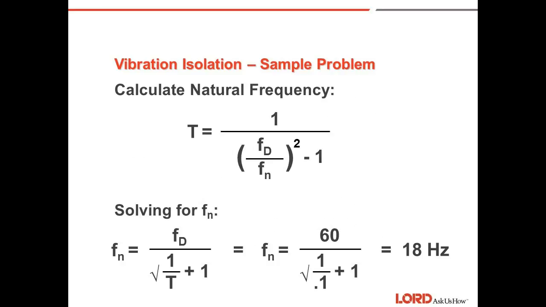Now we can calculate the natural frequency from the formula T is equal to 1 divided by the frequency ratio squared minus 1. We want to solve for Fn. We know Fd, which is 60 Hertz. We know transmissibility of 0.1. If we plug those in the formula, Fn is Fd, which is 60, divided by the square root of 1 divided by T, 0.1, plus 1. The calculation is 18 Hertz.